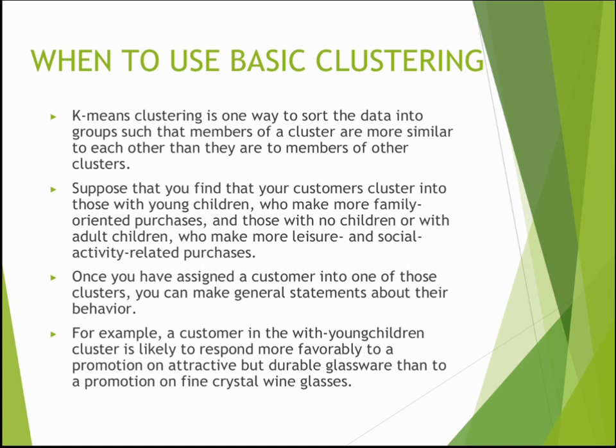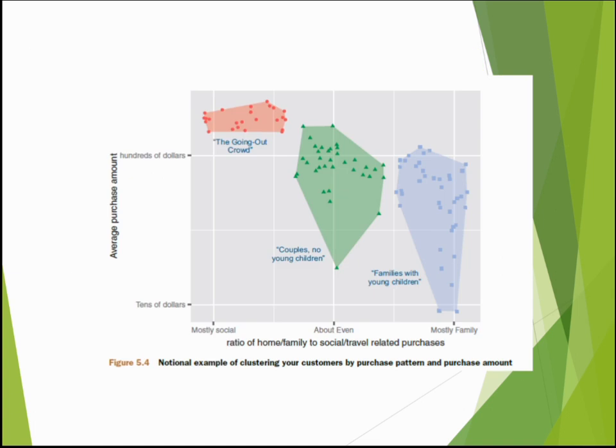Once you have assigned a customer into one of those clusters, you can make general statements about their behavior. For example, a customer in the younger children cluster is likely to respond more favorably to a promotion on attractive but durable glassware than a promotion on fine crystal wine glasses. This is an example of clustering customers by purchase pattern and purchase amount.